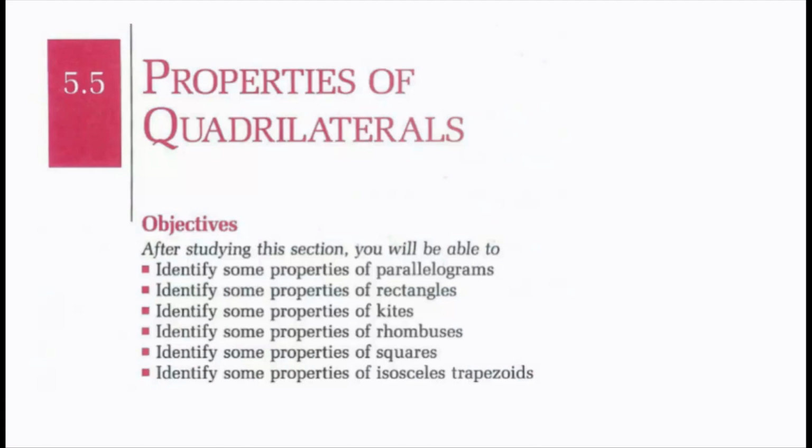Section 5.5, Properties of Quadrilaterals. After studying this section, you'll be able to identify some properties of parallelograms, identify some properties of rectangles, identify some properties of kites, identify some properties of rhombuses, identify some properties of squares, and identify some properties of isosceles trapezoids.